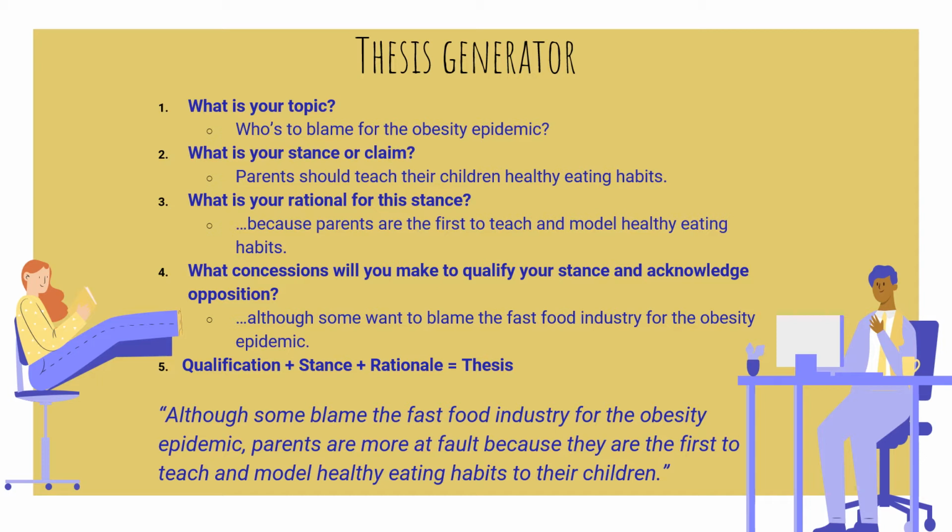Then you'll answer, what is the rationale for this stance? Like, what's your reasoning behind it? So you think parents should teach their children healthy eating habits because parents are the first to teach and model healthy eating habits to children. Then you'll look at what concessions you will have to make to qualify your stance and acknowledge the opposition, meaning what evidence kind of goes against you. So concessions you will make, like what will you admit doesn't help your argument.